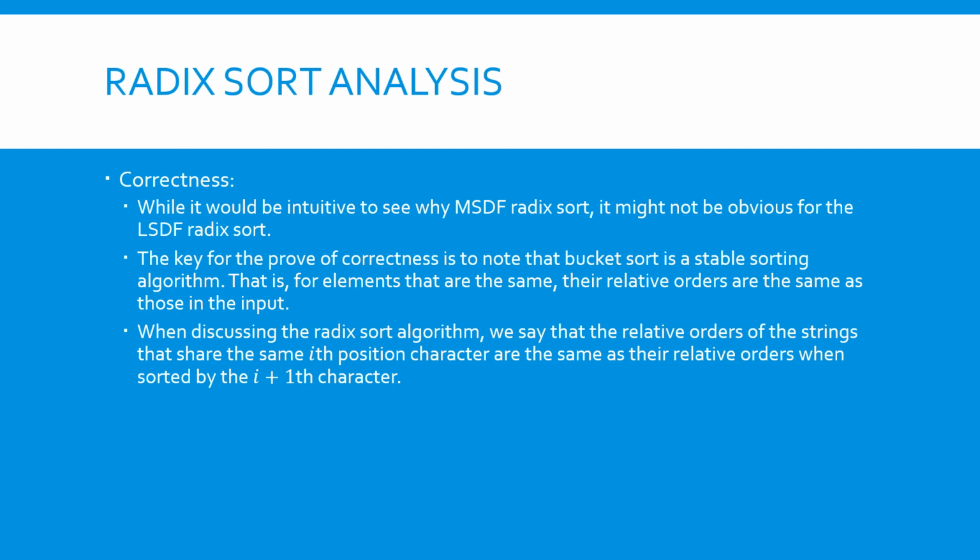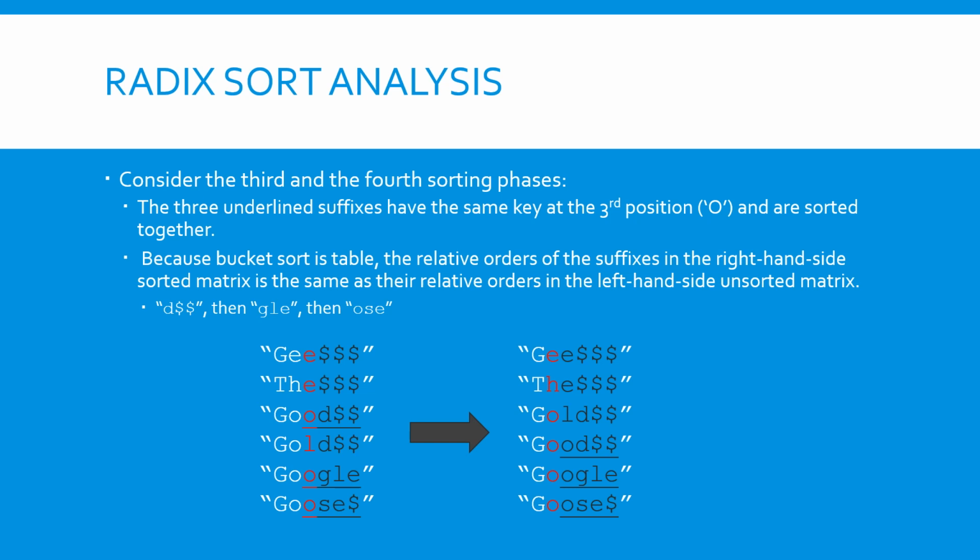Note that based on the radix sort algorithm, the input of the current phase is the output of the previous phase. Therefore, when discussing the radix sort algorithm, we say that the relative orders of the strings that share the same ith character are the same as their relative orders when sorted by the i+1th character. For example, consider the third and the fourth sorting phases of the example. In the right matrix, the three underlined suffixes are sorted together in the fourth sorting phase, as all of them begin with the character O. Note that their relative orders are the same as those in the left matrix, which is the result of the third sorting phase.